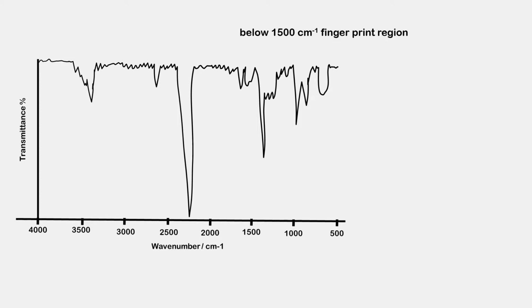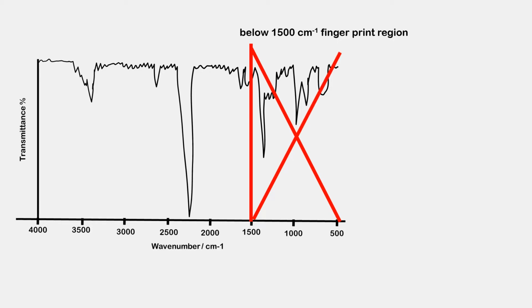Below 1500 is called the fingerprint region. It's too complicated for us to interpret, though the old school chemists of the 1940s gave it a go. Modern day we just leave it to the computers, which can identify the molecule by comparing it to a library of known samples and coming out with a probability of it being a specific molecule.